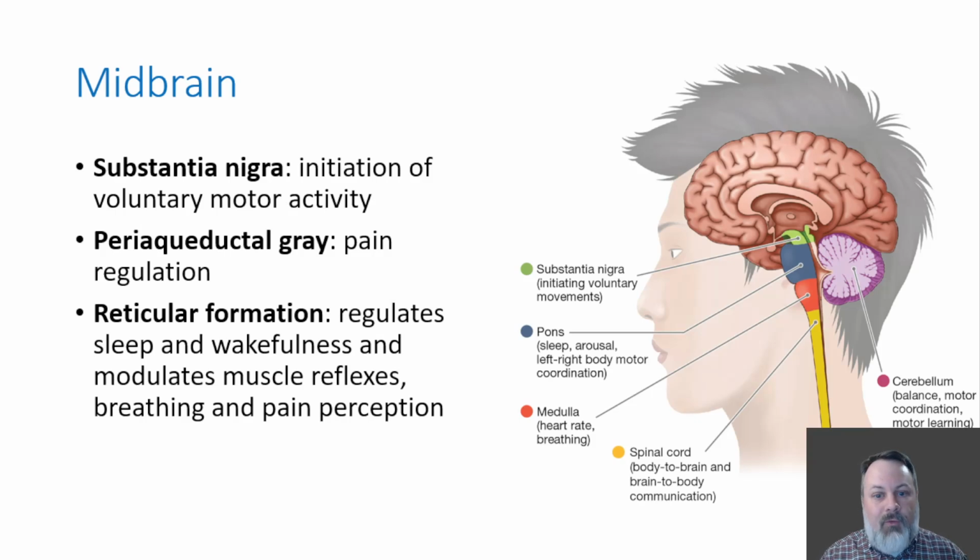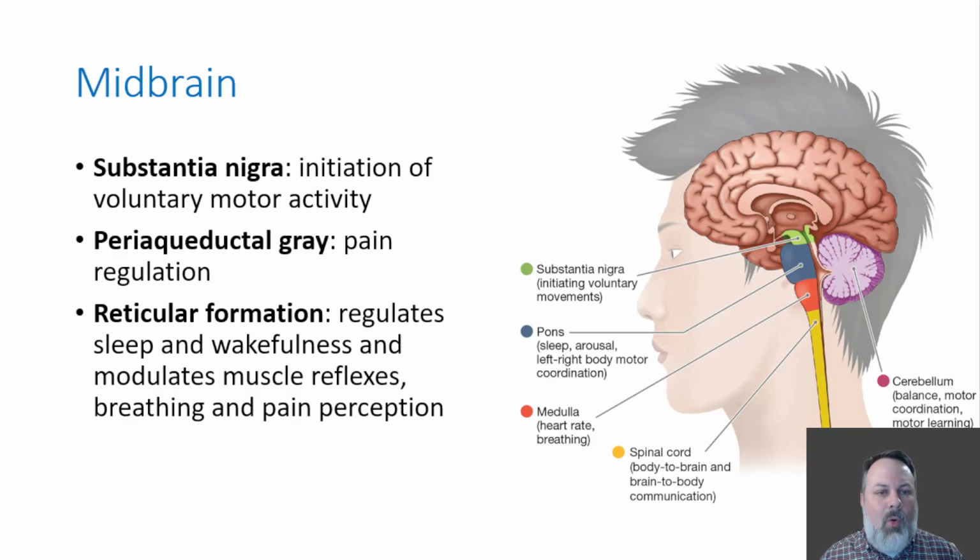Now, moving up from the hindbrain, we have the midbrain. The midbrain is a little harder to study because all of its structures are kind of internal rather than having bumps that you can easily identify. So there's a lot of structures inside the midbrain, but we won't go through all of them.